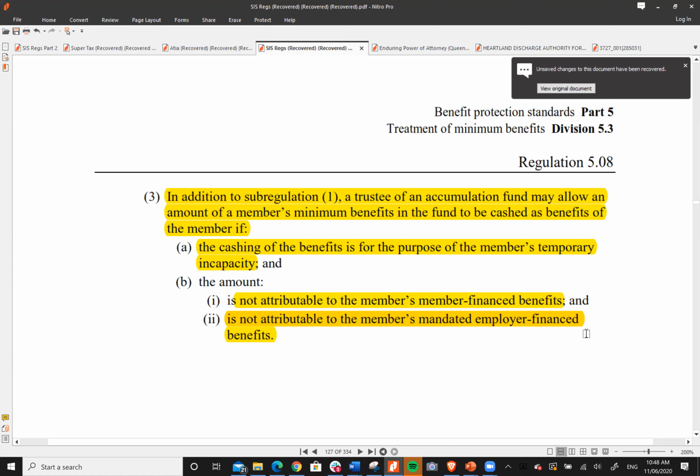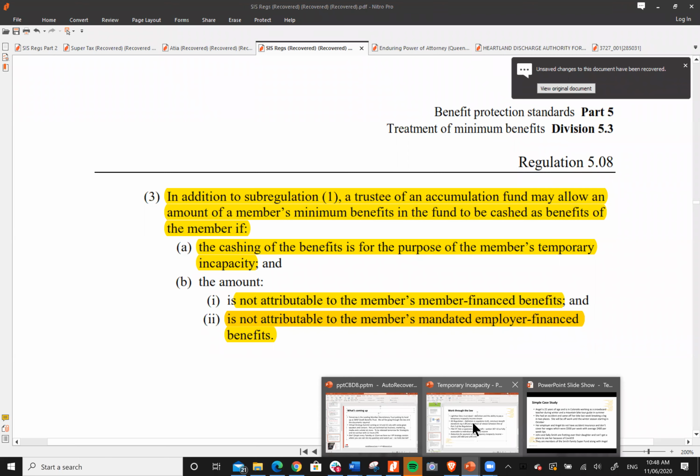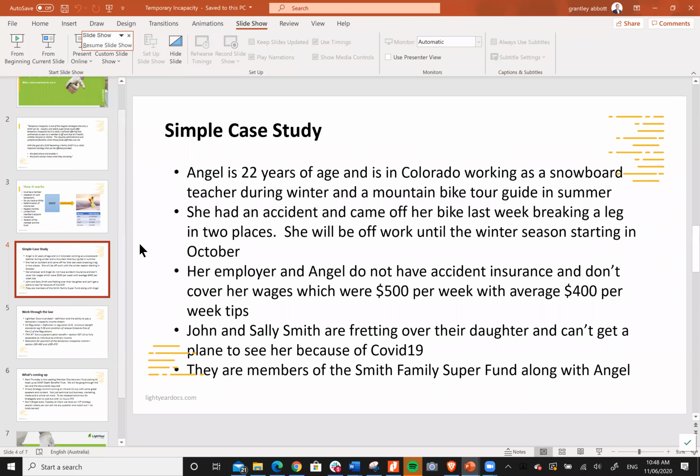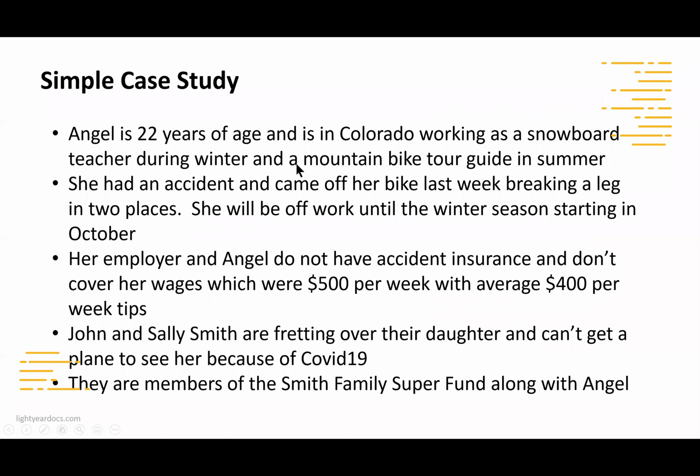In that instance, salary sacrifice, from our perspective, can be accessed as temporary incapacity, provided you meet all those conditions. So it's just another big tick of why we should put in salary sacrifice, because we might be able to access it a little bit later on. When we come around to having a look at the incapacity, I'll go back to the simple case study here. What I've got is a scenario that Angel's 22 years of age.